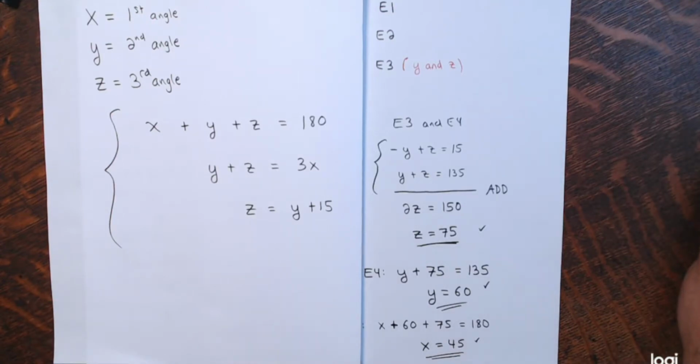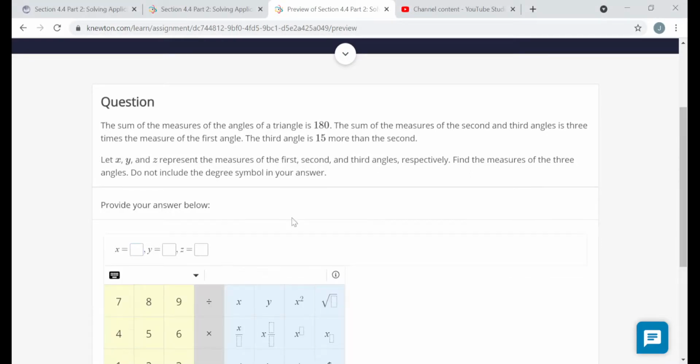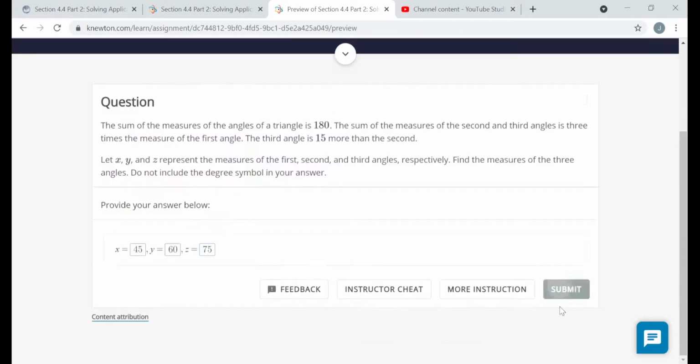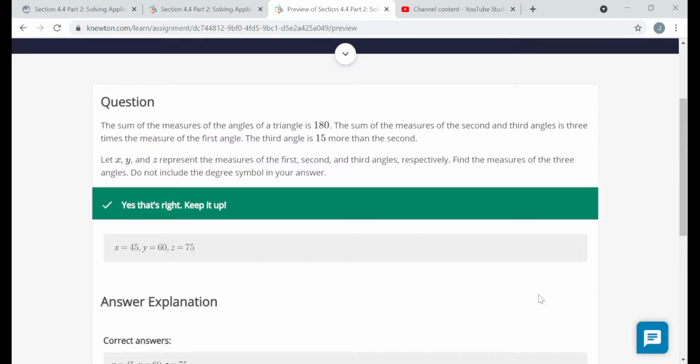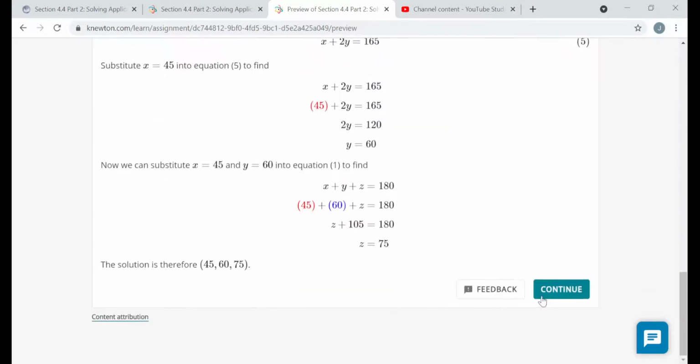All right, and I'll just enter those. Just make sure you're putting the right variable number next to the right letter. Right, x is 45, y is 60, and z was 75. Right, no degree symbols. Great. And again, all these problems are very similar. All right, you're going to see the next one too.